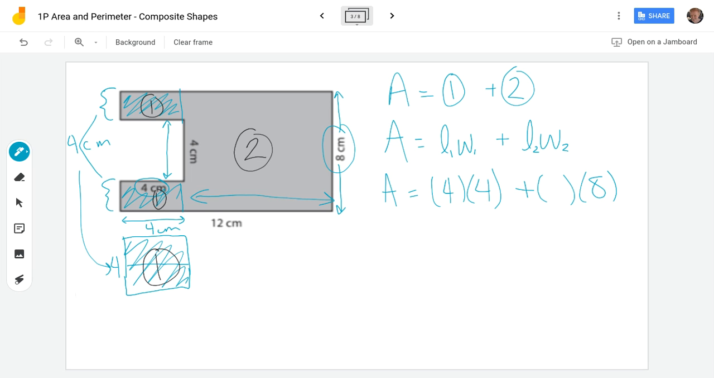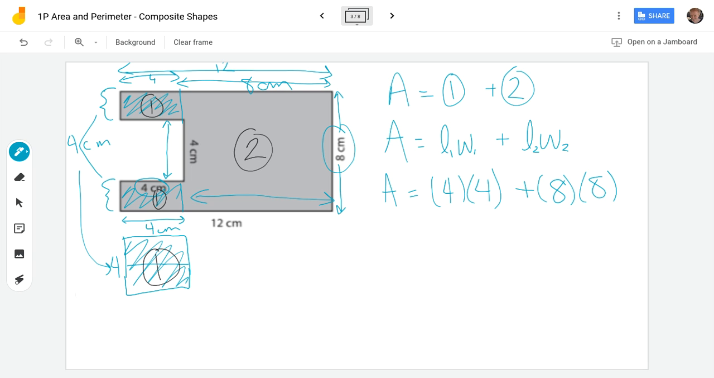Well, we know the whole big piece from here all the way to here is 12, and we know that this little piece of it is 4. So that means if we have 12 and we take away 4, what we're left with here is 8 centimeters. So the length here is 8.